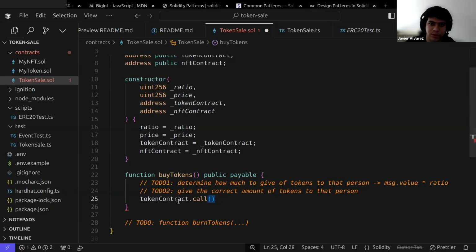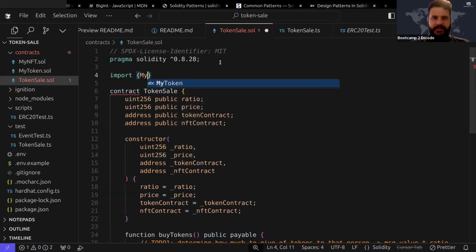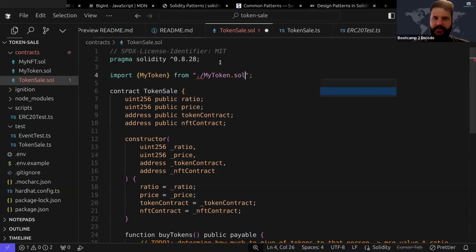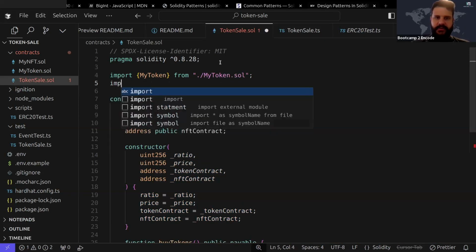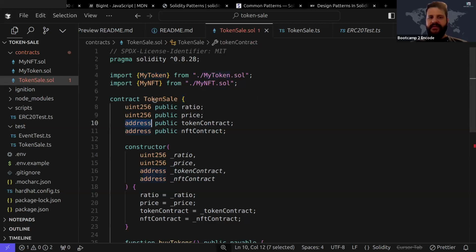The interface, maybe. Yes, we can use the interface. I could import the my token contract from my token, the same way that I could import the my NFT contract from my NFT. And instead of using address, I could use the interface of my token and my NFT in those two situations. Yes, I can. Like this.